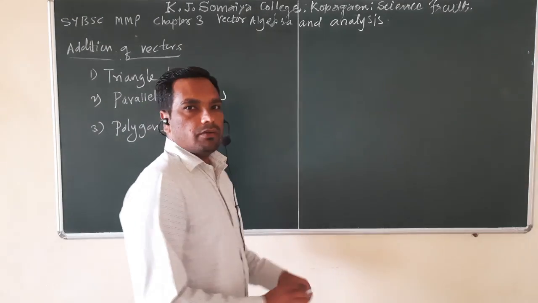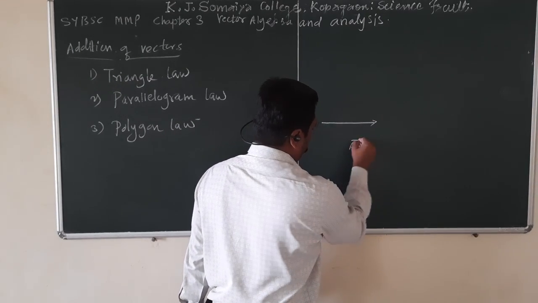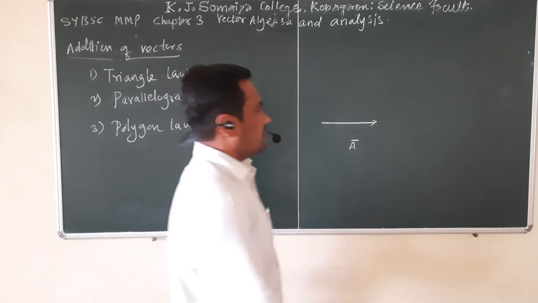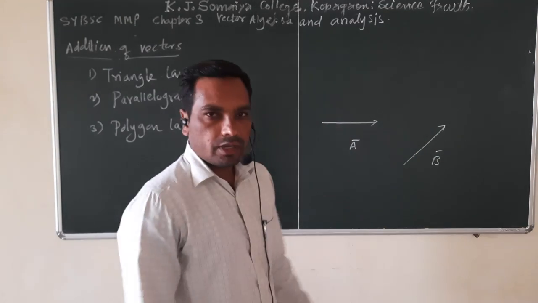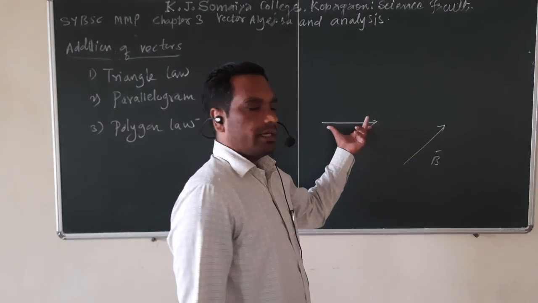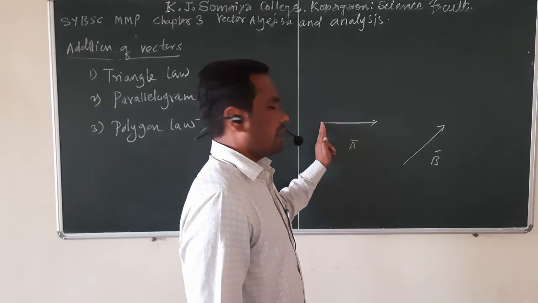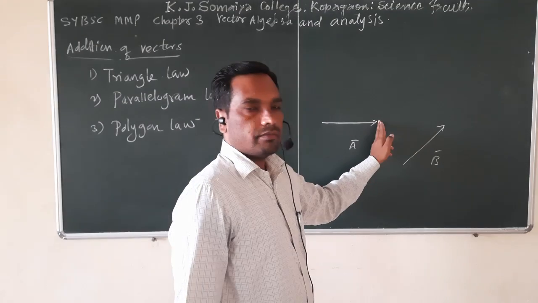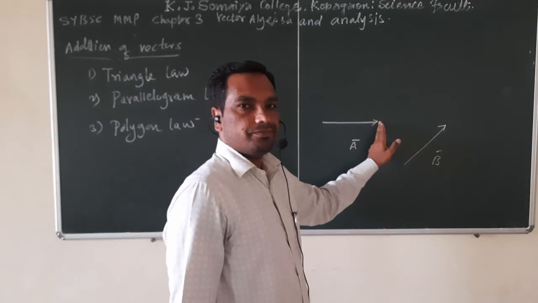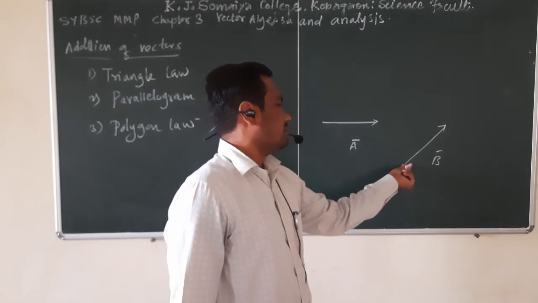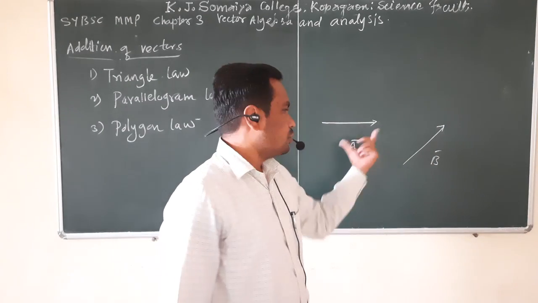For that, suppose we have two vectors. The first one, vector a, is like this, and we have another vector, vector b, like this. One vector is here and another vector is over here. We know that this is the starting point, this is the ending point with the arrowhead, the initial and final point of this vector. Now how can we add these two vectors?